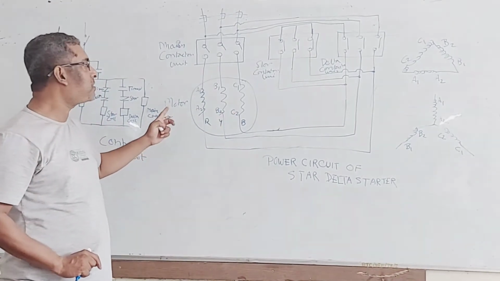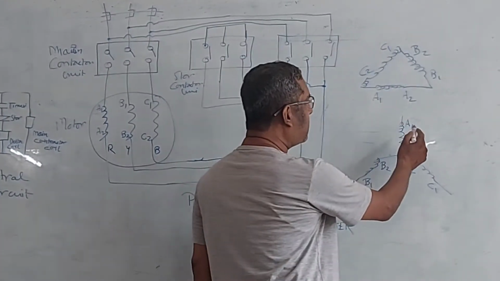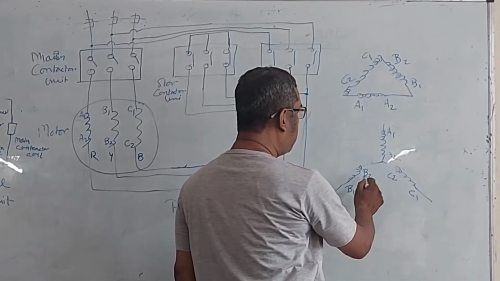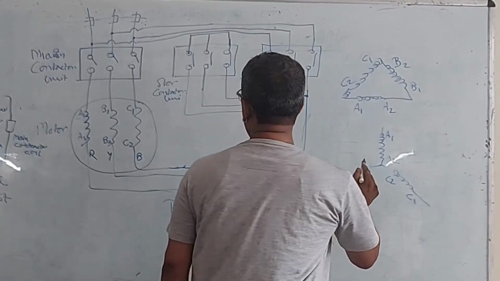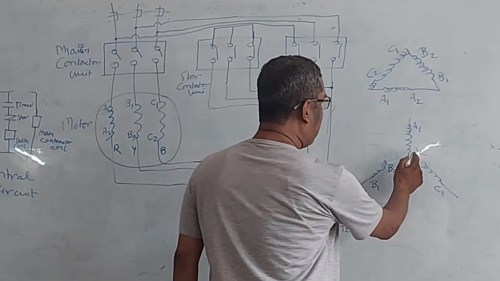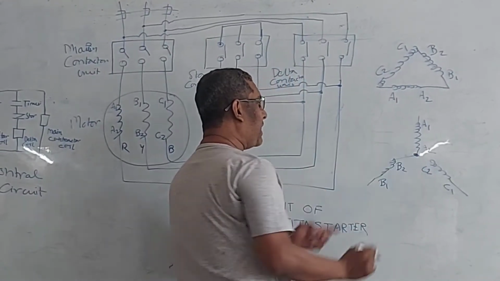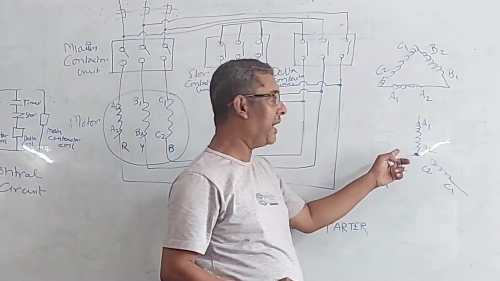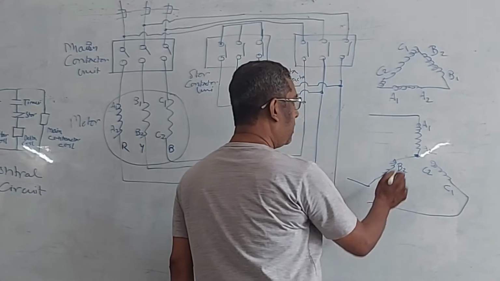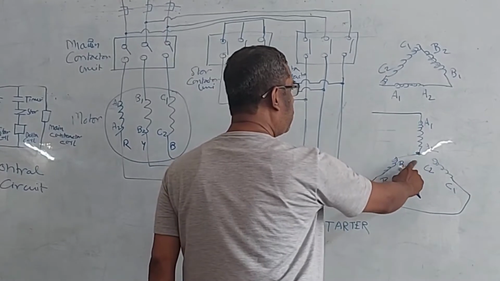Now, I have shown here the star connection. What is the star connection? Here are A1, A2, B1, B2 and C1, C2. The A2, B2 and C2 are connected at a particular point, shorted at one point, and the phases come out from A1, B1 and C1. So for a star connection, we have to short A2, B2 and C2.